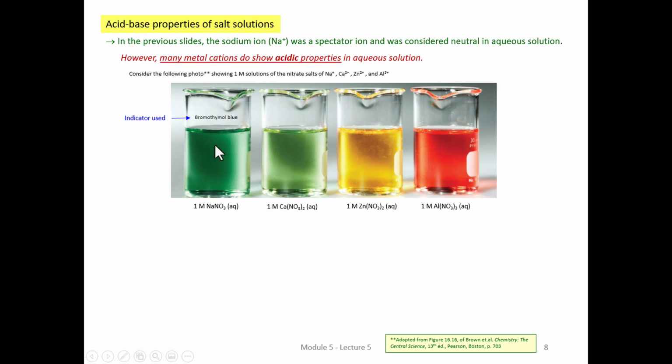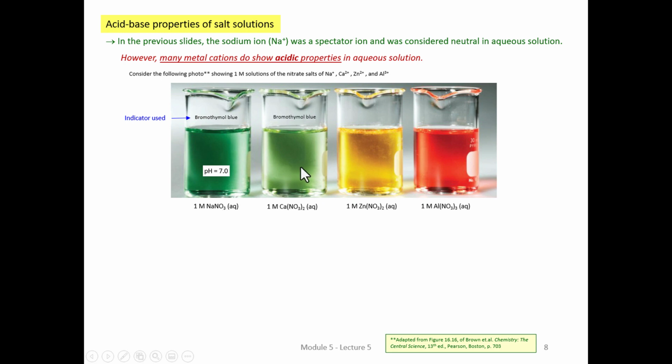And the nice colors here are not all produced by the same acid-base indicator. So in the first beaker here on the left, bromthymol blue gives us this nice green color indicative of a pH of 7, which is expected because sodium ion is neutral and nitrate is the anion, the conjugate base of the strong acid, nitric acid, so we'd expect it to be neutral.